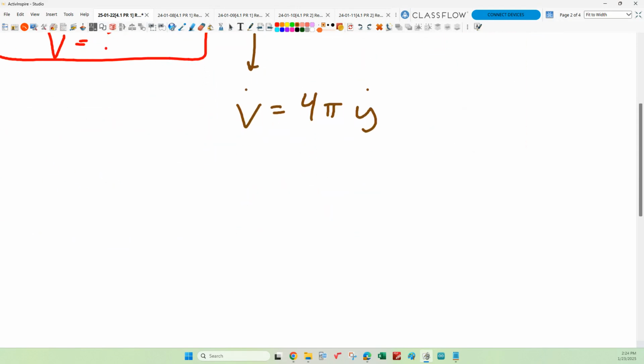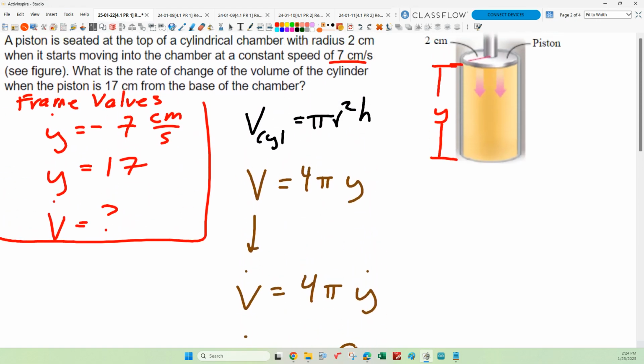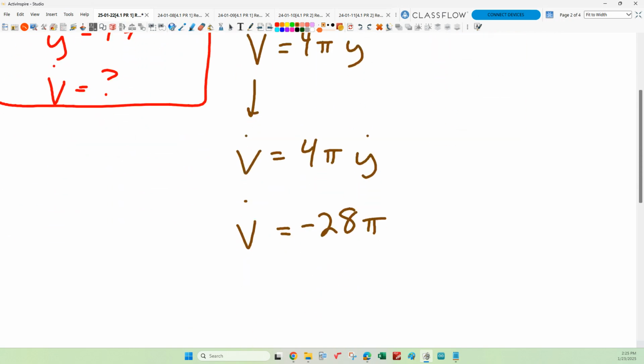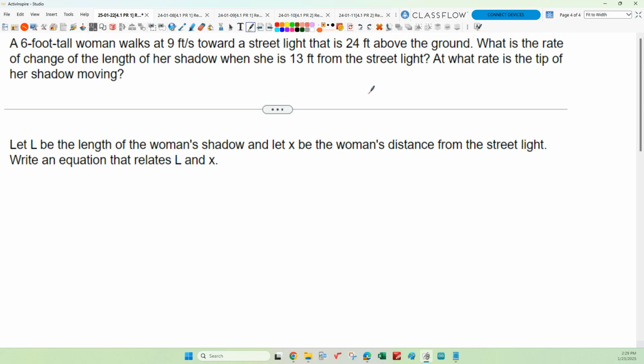So what do we get for our answer then? Y dot is -7. Okay, and what should the units be? Say it again. Centimeters squared per second? Centimeters cubed per second, right? Units of volume would be cubic centimeters, and we're measuring time in seconds. So cubic centimeters per second. Okay, make sense? Okay? We'll come back to that one. We'll come back to that one later.